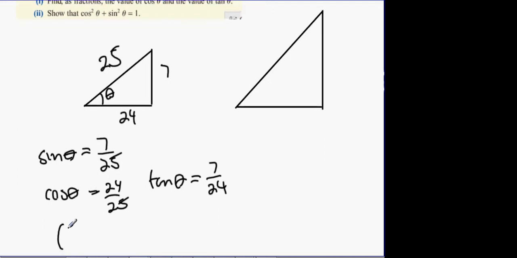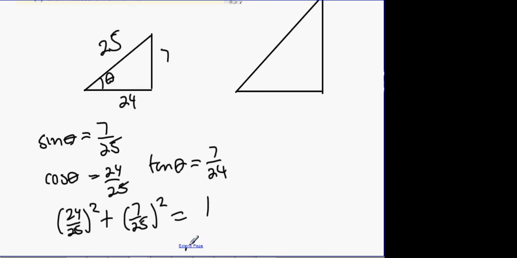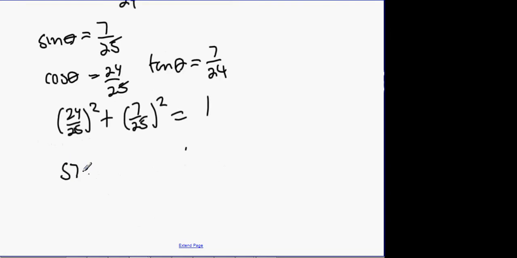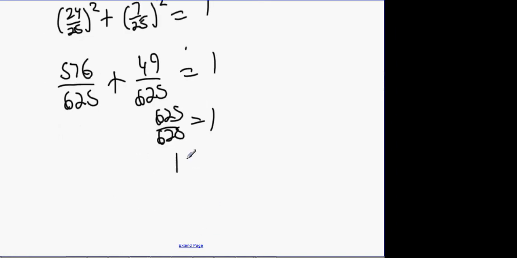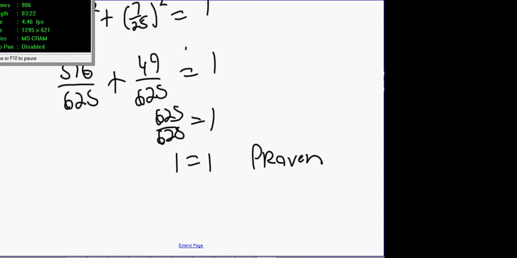Alright guys, show that cos squared theta plus sine squared theta equals 1. Okay, well cos squared theta is 24 over 25 squared, and then sine squared theta is 7 over 25 squared, and that has to equal 1. So what we're going to end up getting is 576 over 625 plus 49 over 625 equals 1. Add them together, you get 625 over 625 equals 1. 1 equals 1. Proven. Okay, who got that out? Not too bad. Yes, Connor?